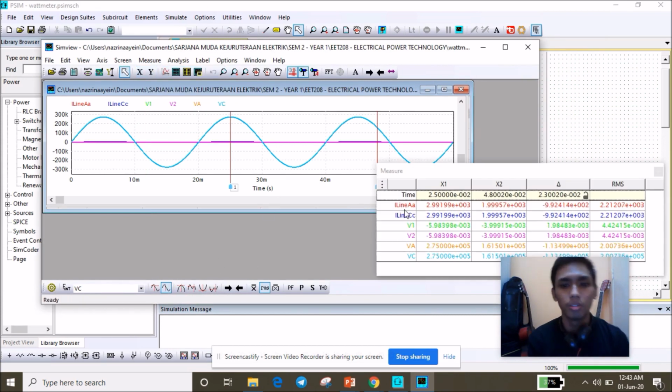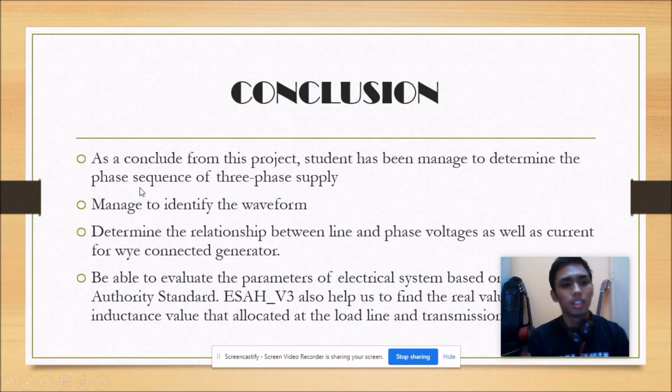Okay, this is the value of line current that I got from line AA and line CC. Slightly the same as the value of the current for the calculations that I've got. Same.